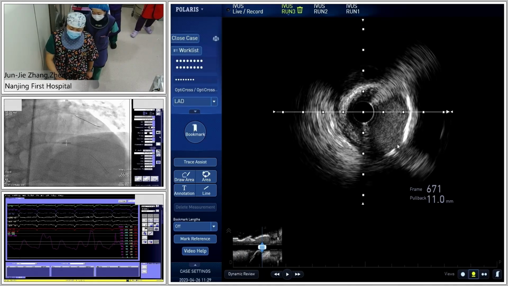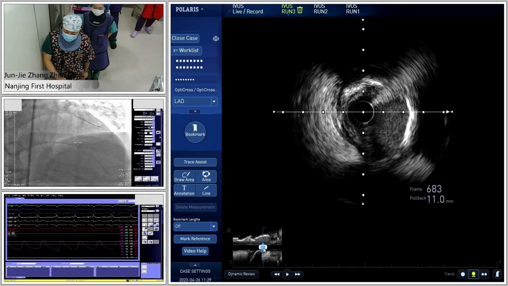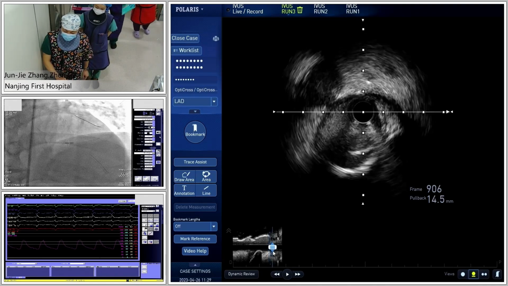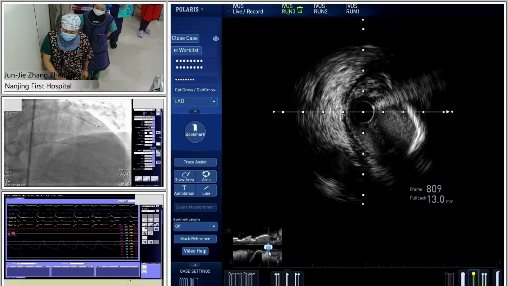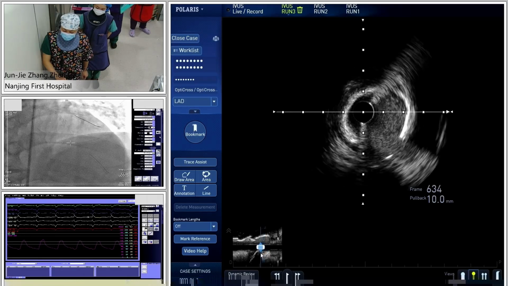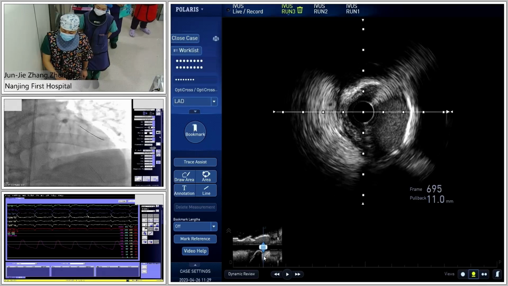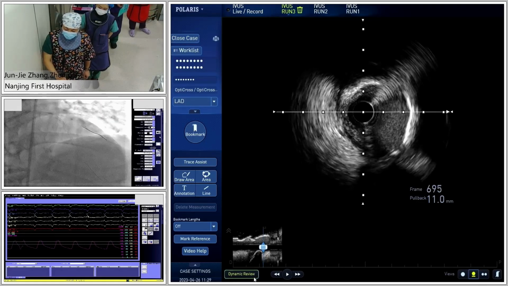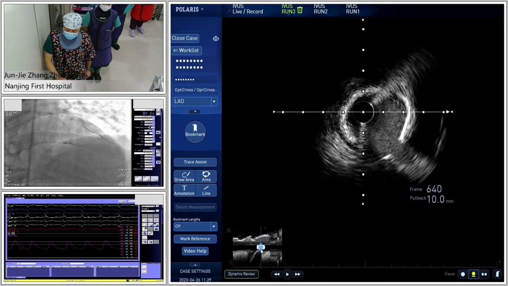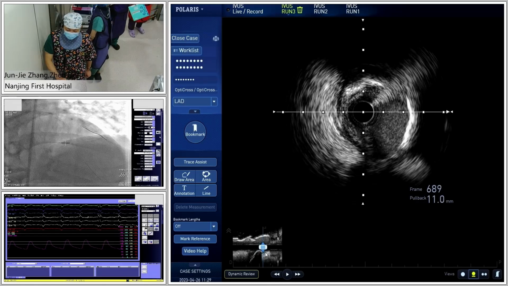There's a crack, you can see clearly. This is the middle LAD just beyond the diagonal, or before the diagonal. Before. Nice, you can see it at 4 o'clock to 5 o'clock. So, doctor, what's your next step?